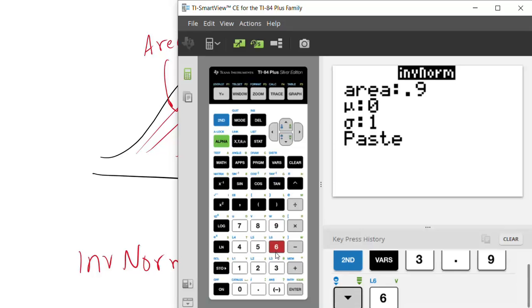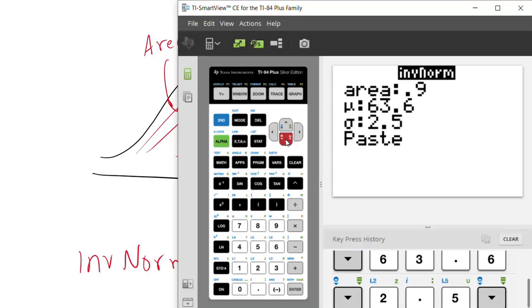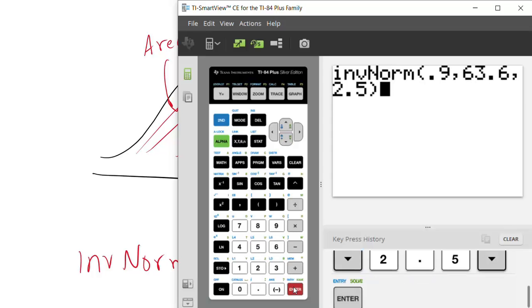The mean was 63.6. The standard deviation is 2.5. We're going to paste that on the main screen, and then hit enter. And we get an answer of about 66.8.